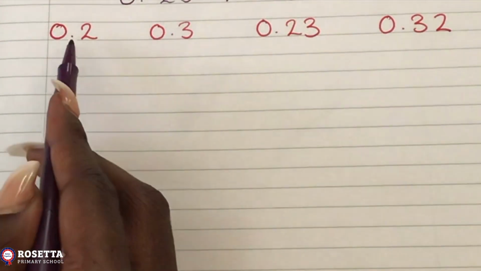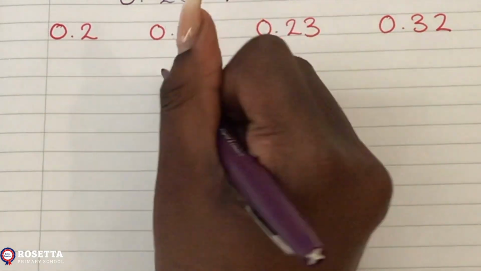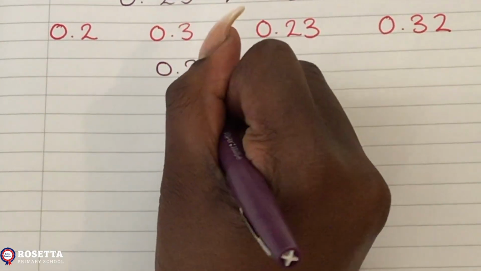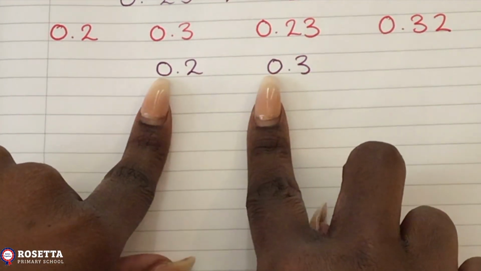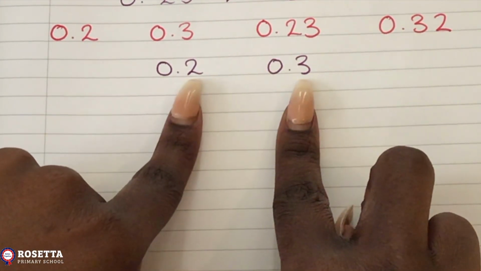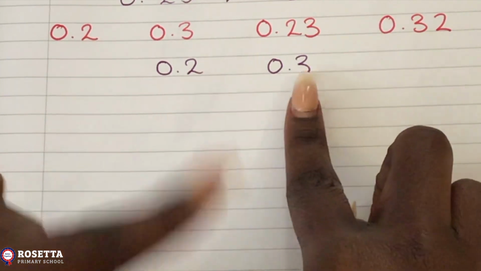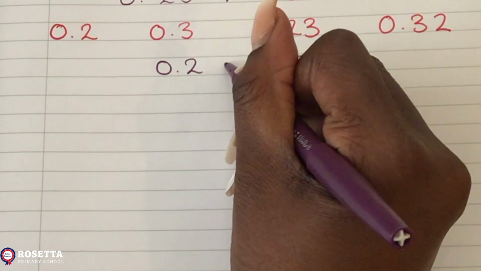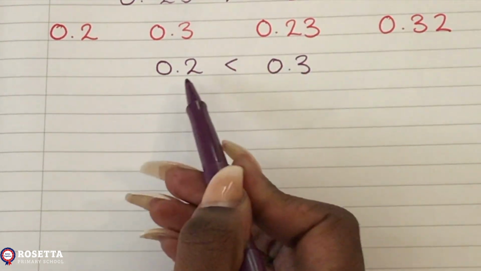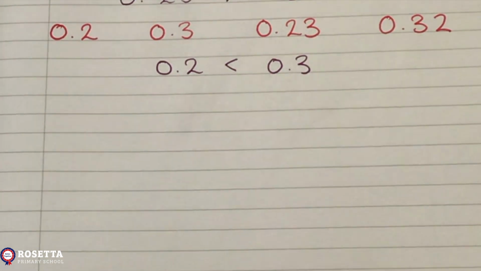So let's compare 0.2 and 0.3. Both numbers have no ones. This number has 2 tenths and this number has 3 tenths. Therefore, this number is less than this number. 0.2 is less than 0.3.